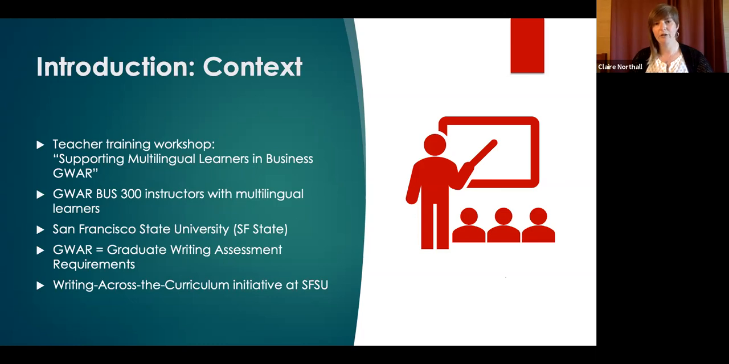But if we look at the numbers from the Office of International Programs, of the roughly 1,600 international students who are currently studying at San Francisco State, more than half of them major in business. Therefore, there's likely to be a substantial number of multilingual students in GWAR Business 300 classes. The teacher training workshop could be adapted for any discipline, but a biology instructor is not going to be teaching the same writing genre as a business instructor. So in order to have a productive conversation about specific academic genres, it's important to focus on one particular discipline at a time. So as a useful focus, I'm focusing on business GWAR.